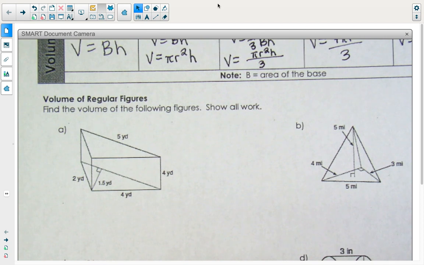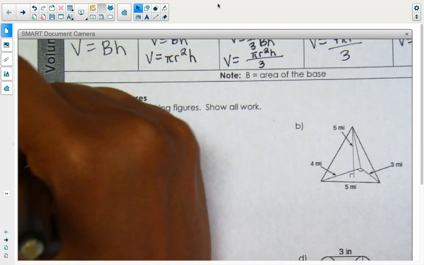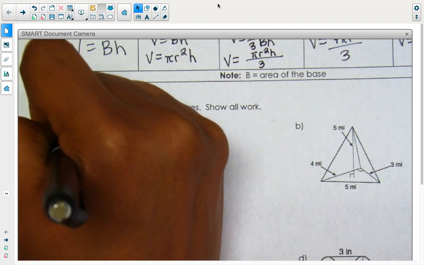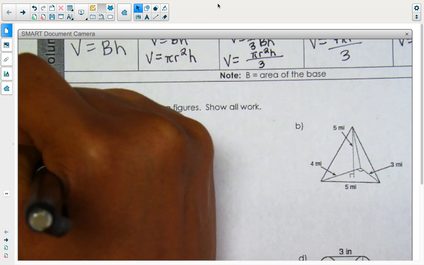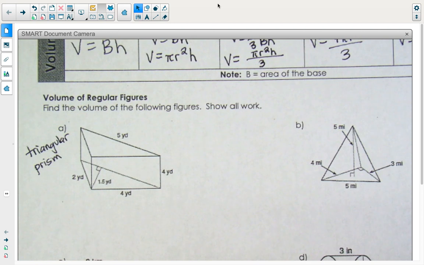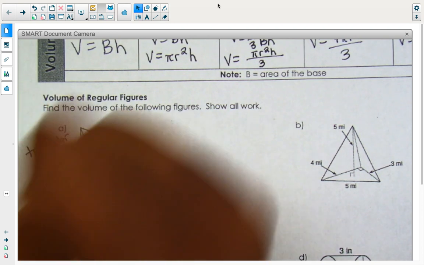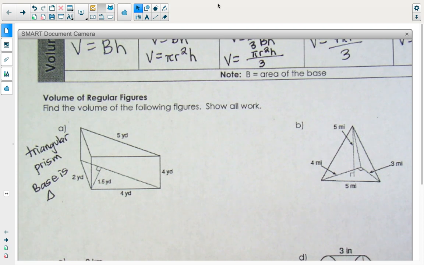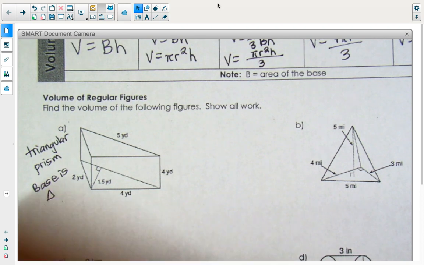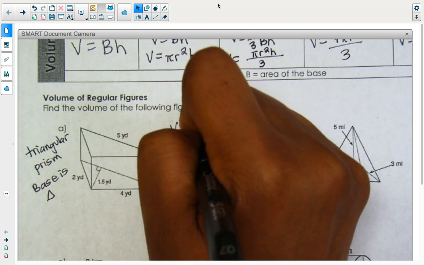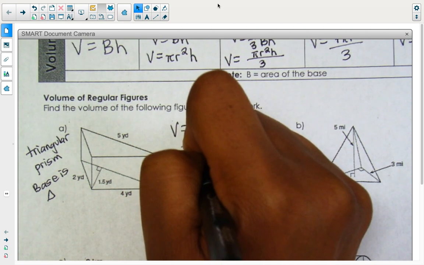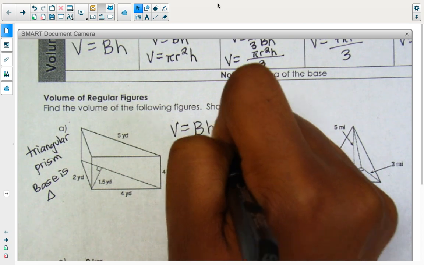First, I'm going to recognize that this is a triangular prism. So I'm going to put that over here to the side. Triangular prism. And my base is a triangle. Since my base is a triangle, I know that it's going to be base times height, but my base is a triangle. So that's 1/2 base times height.